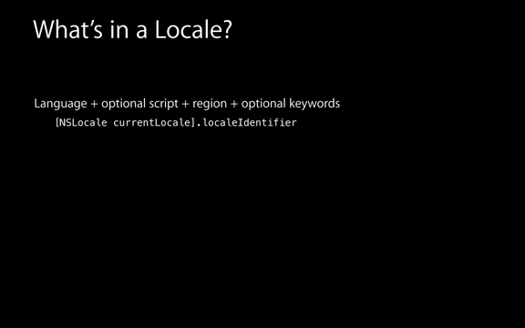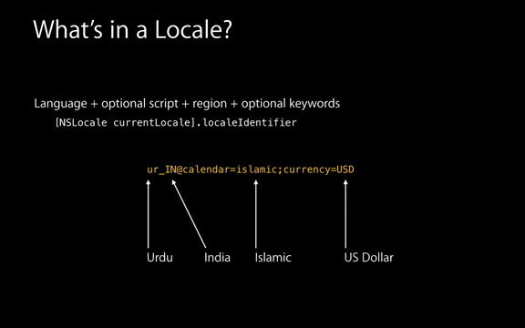So let's look at one hypothetical example. Let's look at a particular user's current locale and print out its identifier. There it is. So let's pick it apart and see what each part means. The first part is the language. That's Urdu in this case. The region is India, so what the user is saying is they want to see their dates, times, and so forth in the Urdu language and following the regional conventions of India.